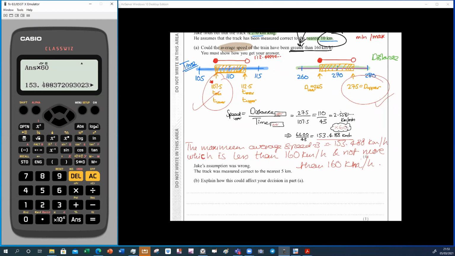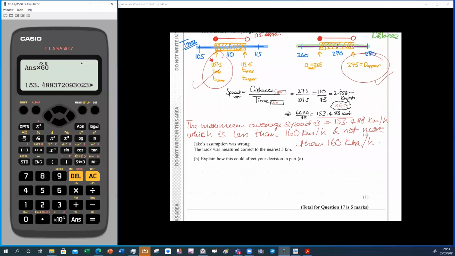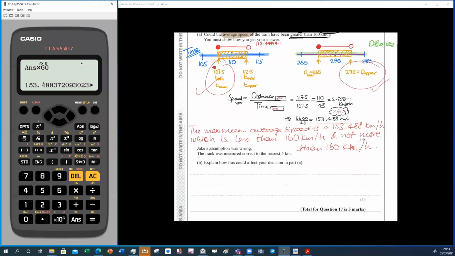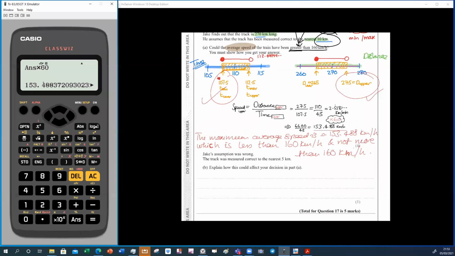Fantastic. Some nice, lovely answers there. I think Abu Bakr, you answered the next part of the question, which is good. Abu Bakr, read the next part of the question for me, please. Jack's assumption was wrong. The track was measured correct to the nearest 5 kilometers. Explain how this could affect your decision in part A.